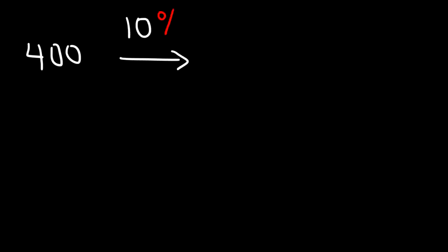In this video, we're going to focus on how to find the percent of a number. So let's start with something simple. Let's say we have 400. What is 10% of 400? To find 10% of something, simply move the decimal 1 unit to the left. So 10% of 400 is 40.